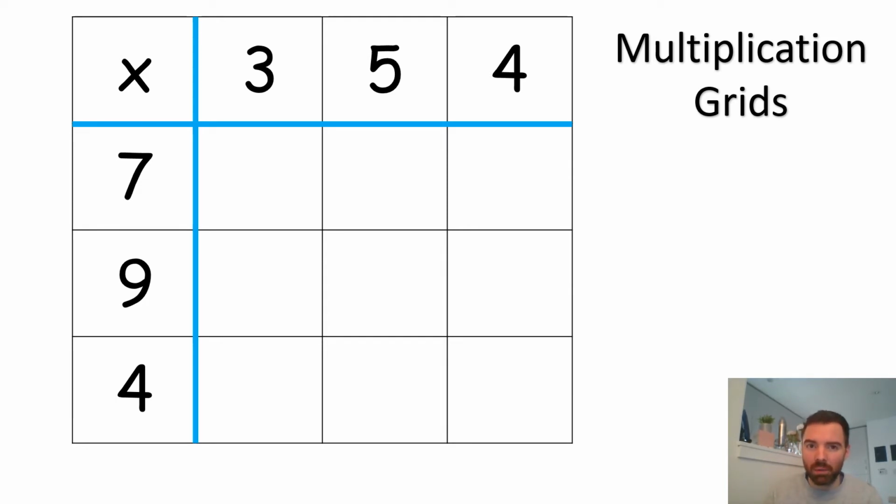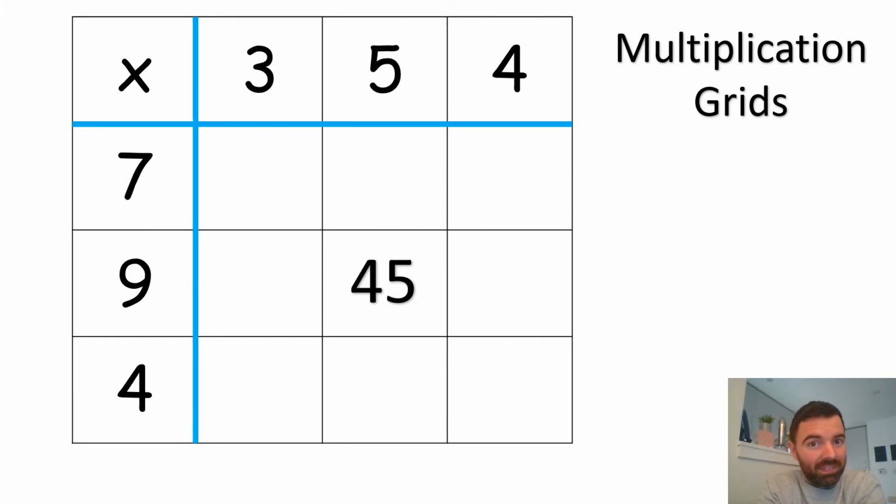Now, just if you need a wee reminder about how a multiplication grid works, there's numbers around the side, and where those numbers meet on the grid, you write the answer. So for example, 5 times 9 would be 45. And can you see that's where 5 and 9 meet? So pause the video, give it a go. I've even given you one answer.